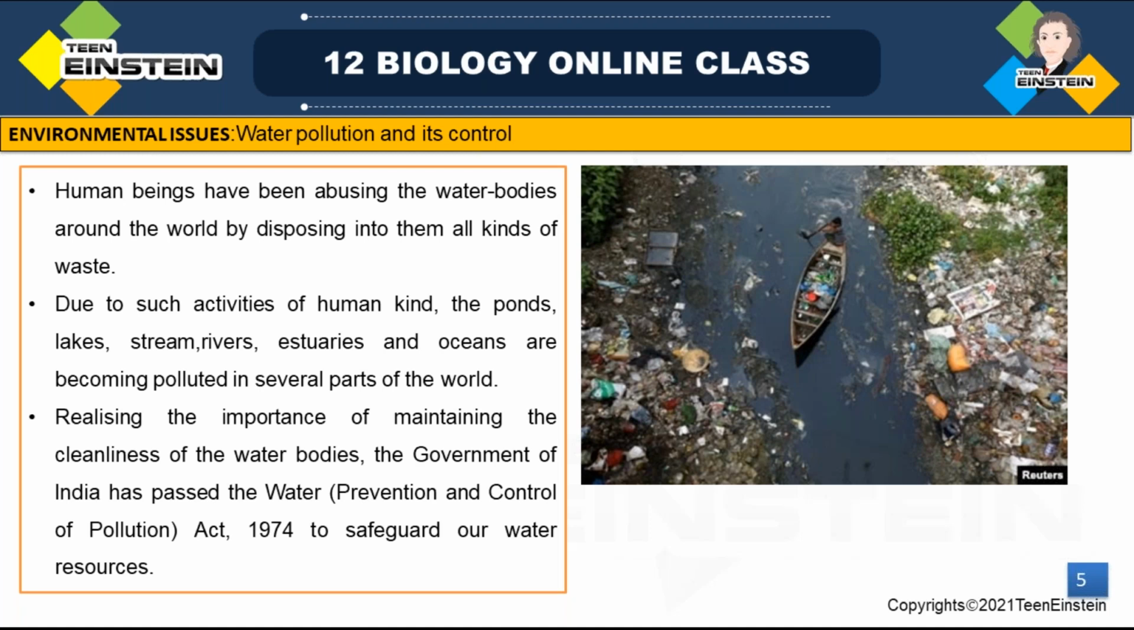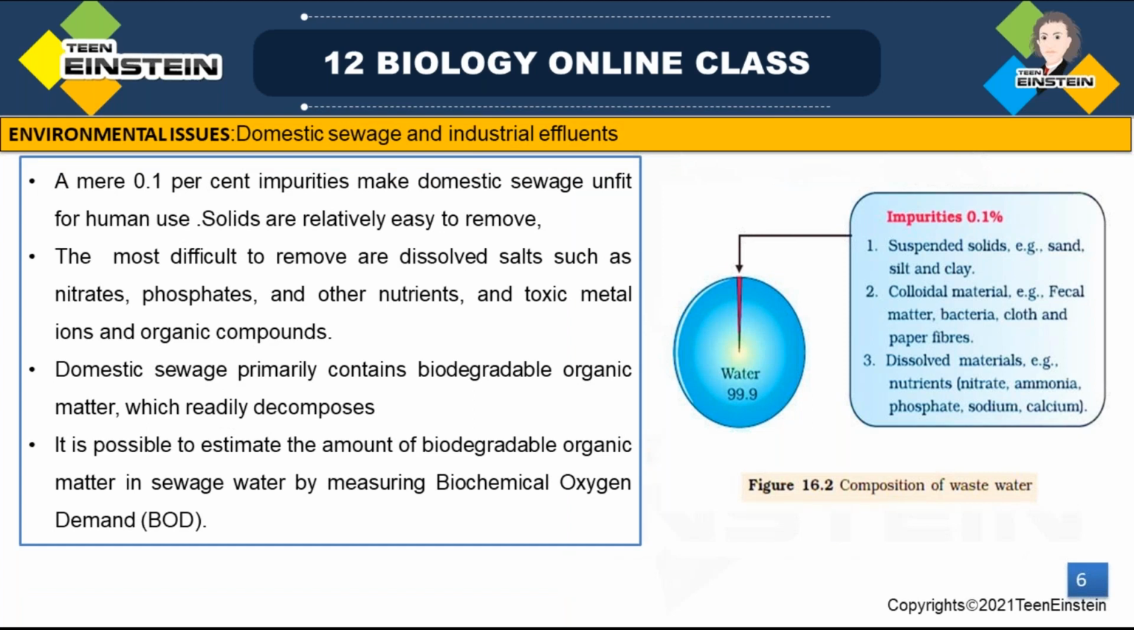Okay. So in 1974, to safeguard our water resources in India, they passed the Water Act for the prevention and control of pollution, or for the prevention and control of water pollution. Okay. Next.